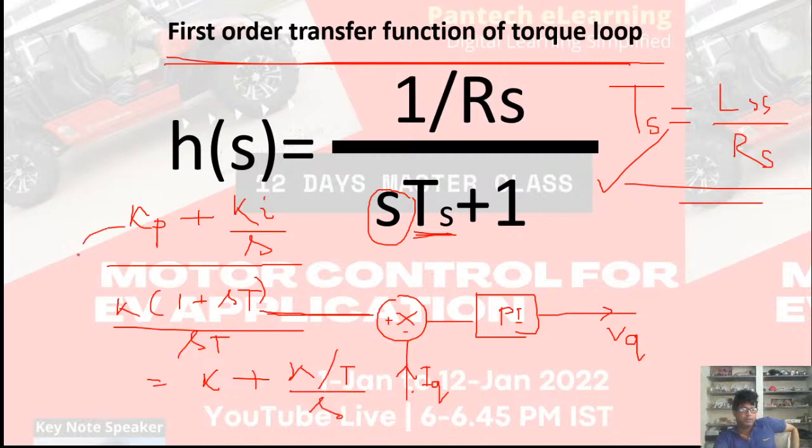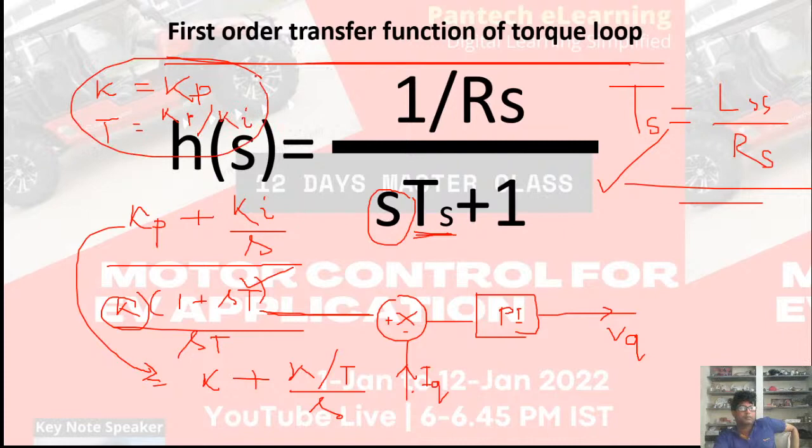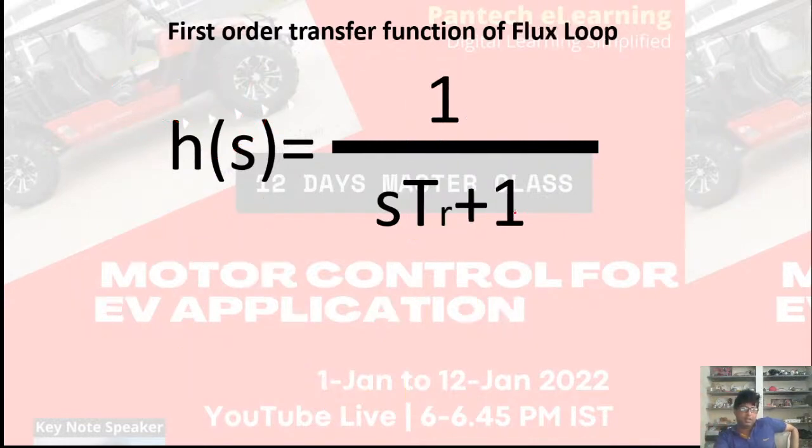So if you compare these two equations, K is the gain and T is the time constant of the PI regulator. So if these two equations are compared, my K is equal to Kp and my T is equal to Kp by Ki. Correct? This is a representation of the PI regulator.